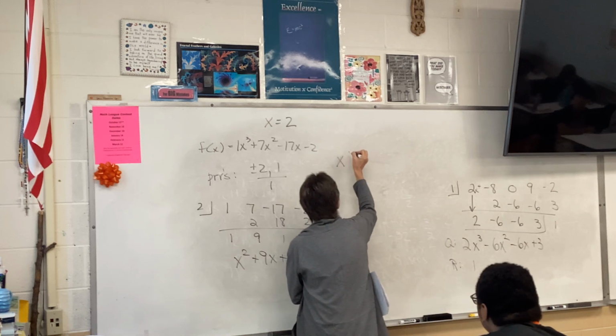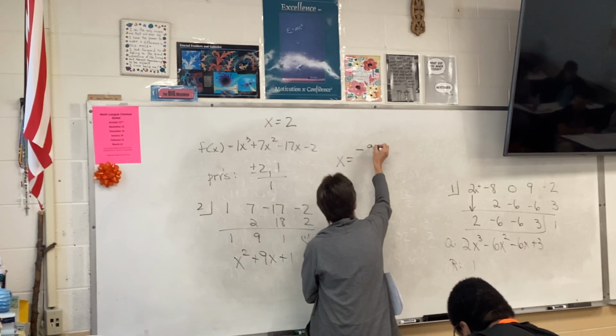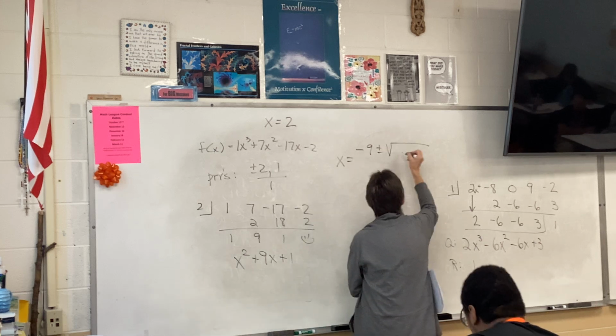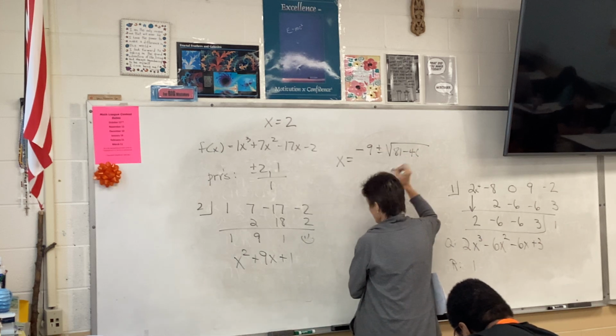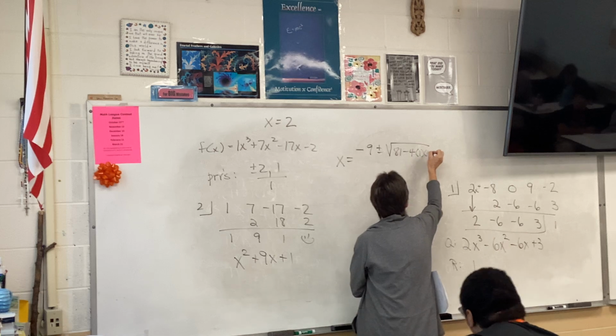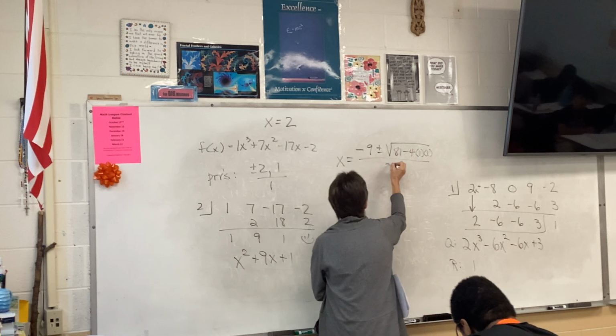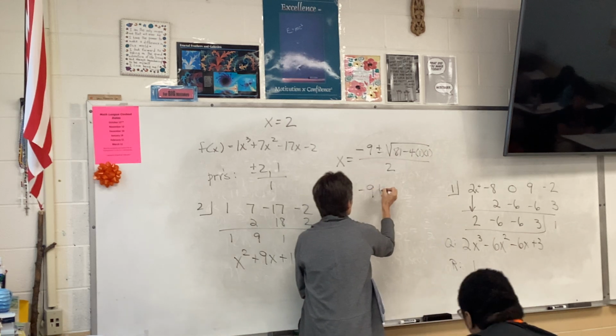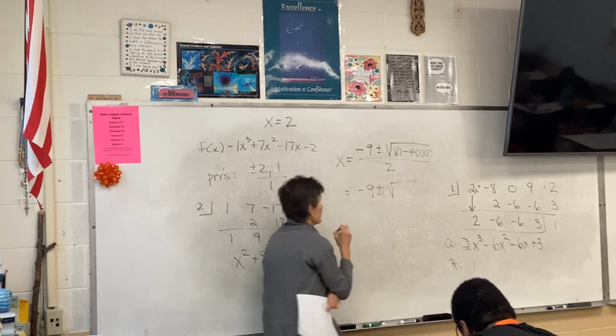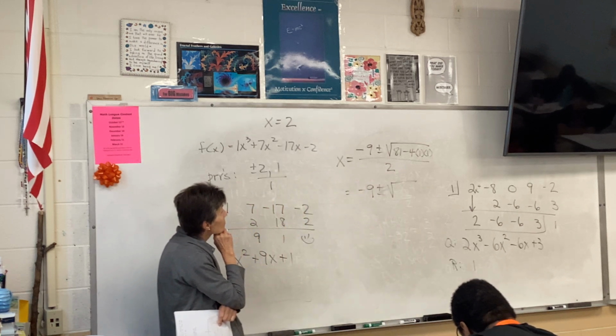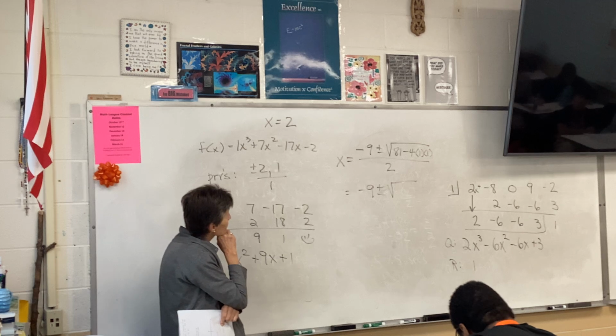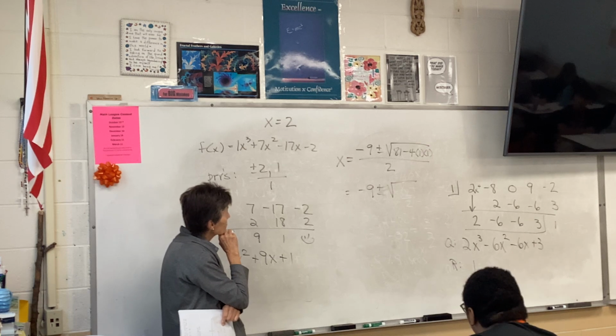Negative b. X equals negative b plus or minus the square root of b squared minus 4ac all over 2a. What's underneath that radical? Is that 77?